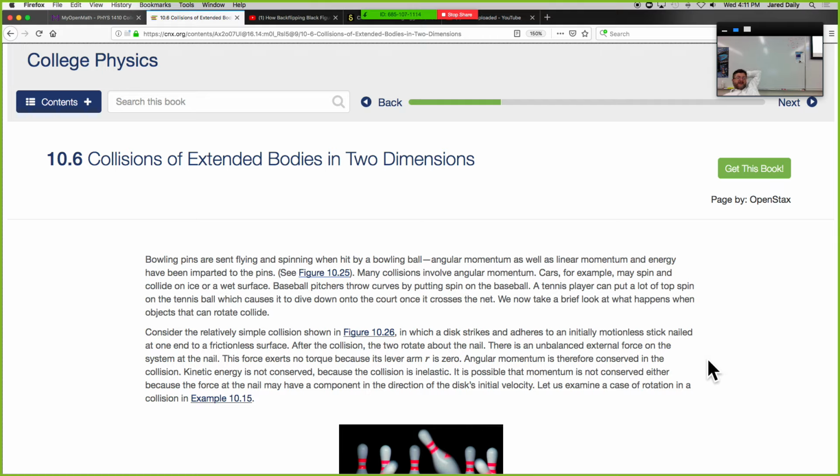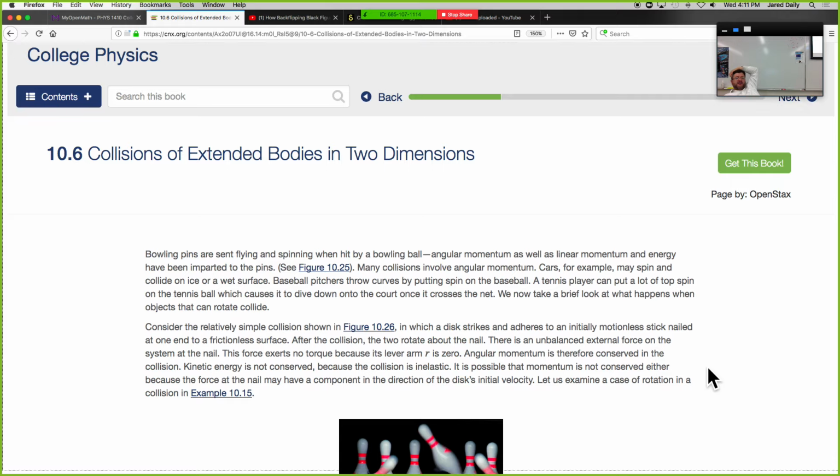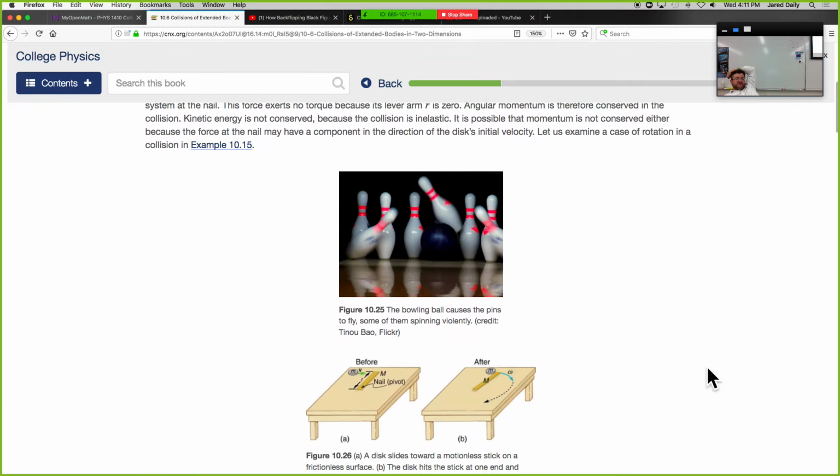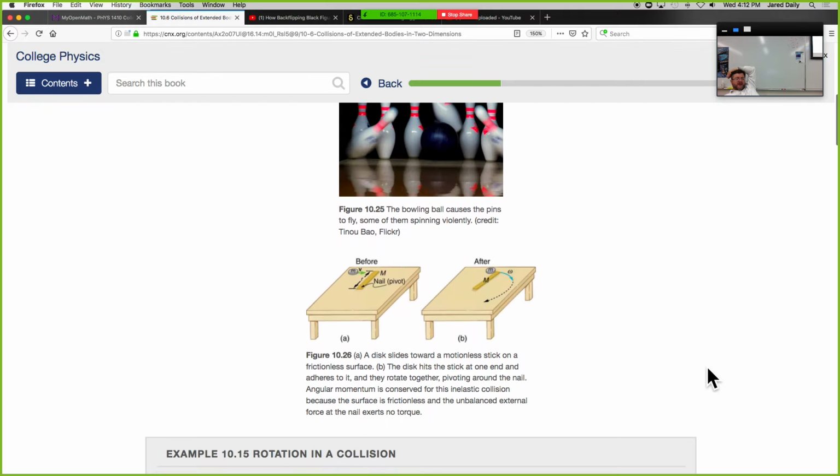Okay, so that's conservation of angular momentum. Now let's talk about collisions. Now we're going to have, instead of just two things moving in straight lines, hitting each other and then bouncing off in straight lines, what happens if we have something that's rotating or something that's turning that collides with something else? And then we have a collision and we have motion after that.